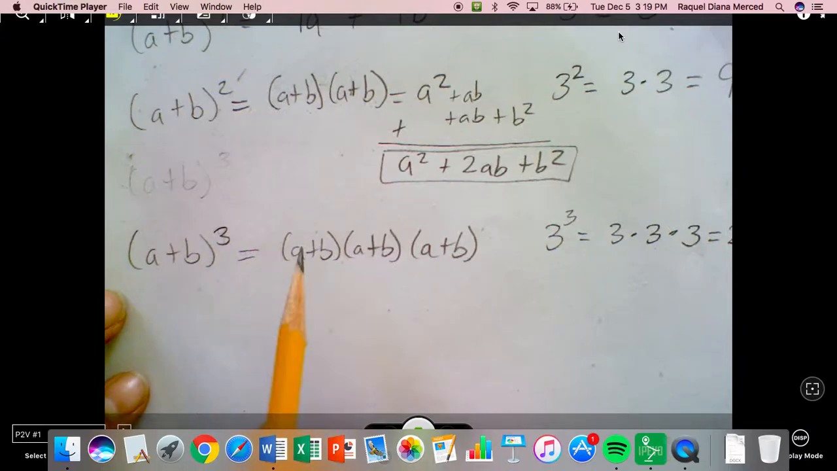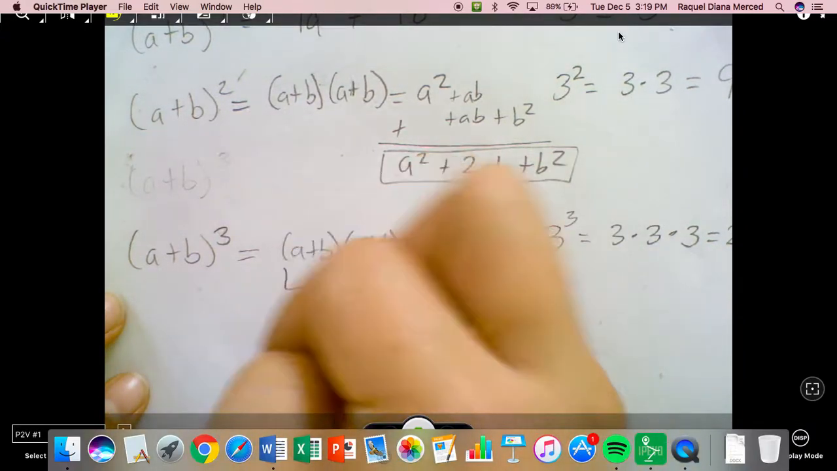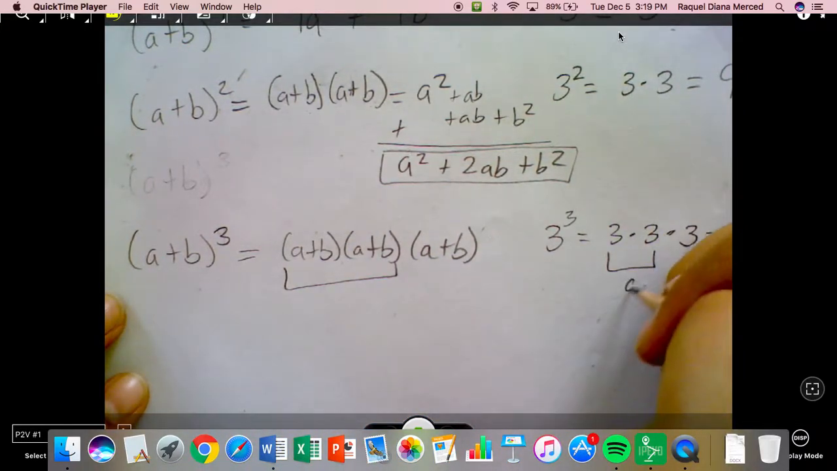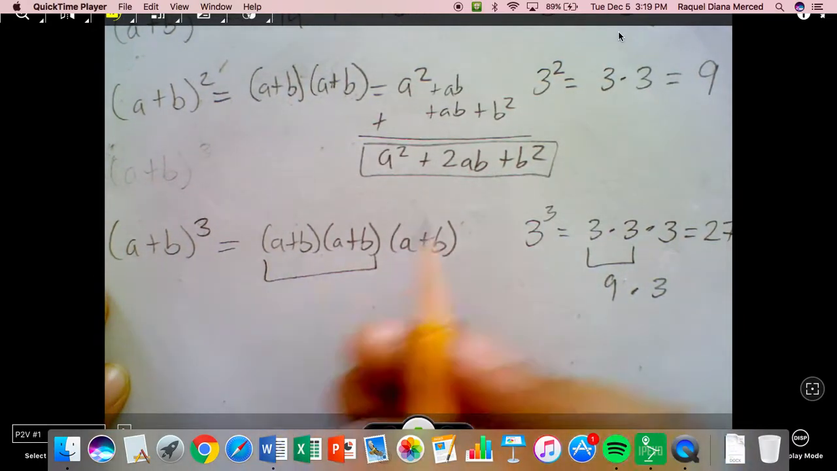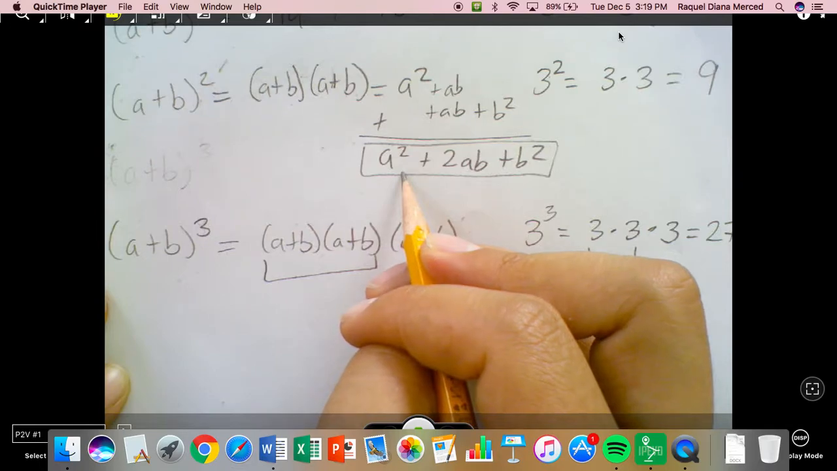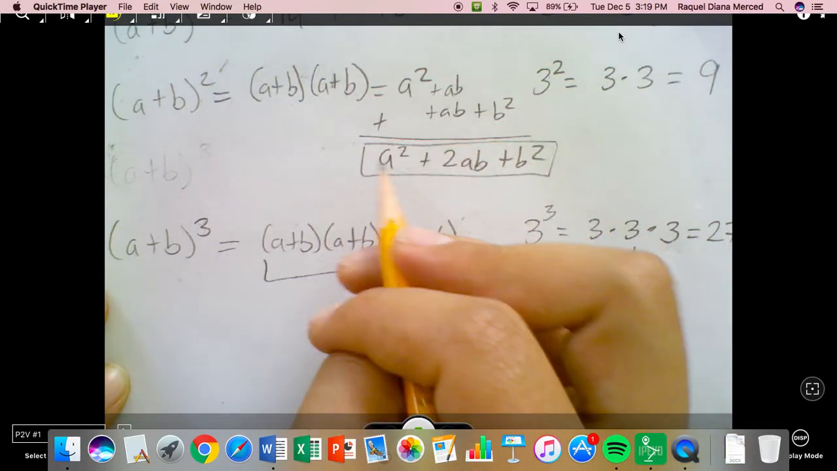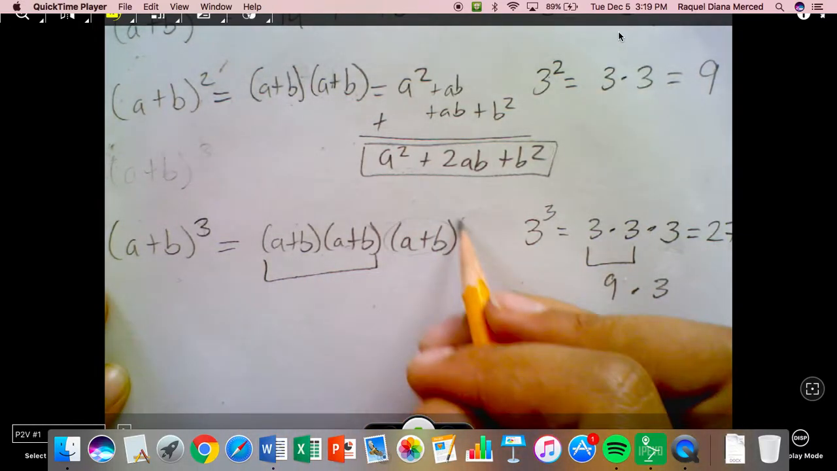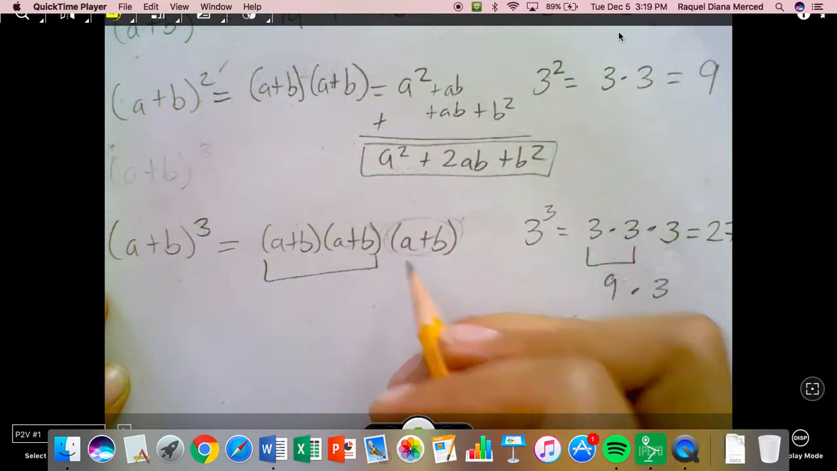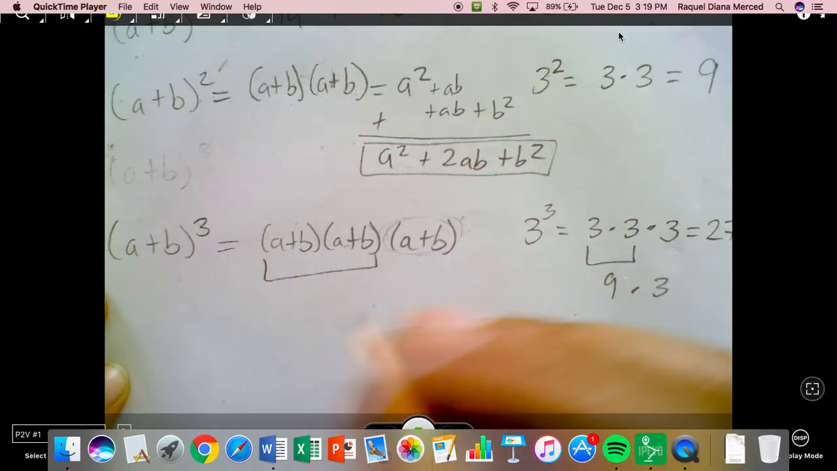Now, I already figured out what a plus b squared is. That's like doing this: 3 times 3 is 9, then timesing it by 3 again. I already figured that out. That was the one previously. So I'm just going to use this in replacement of a plus b times a plus b, and then I only have to multiply one more time. I like to usually list this first.